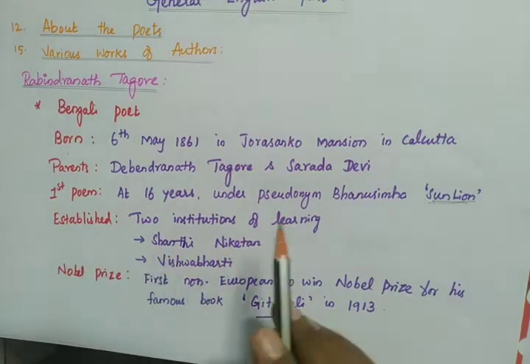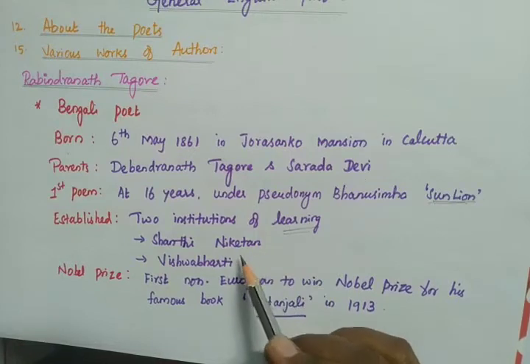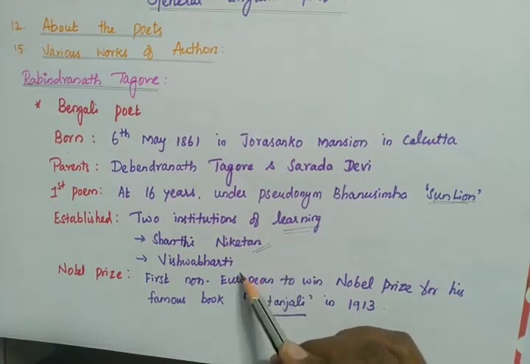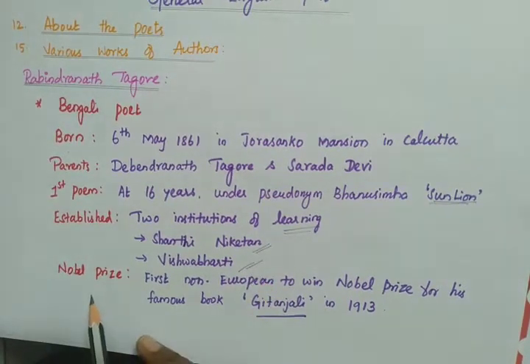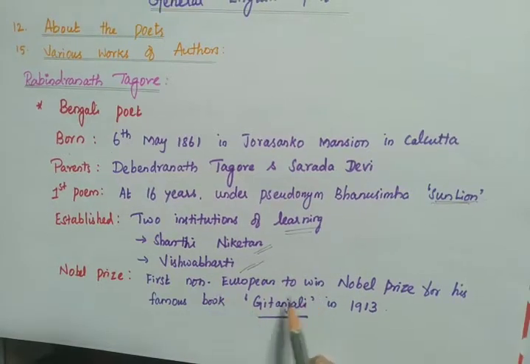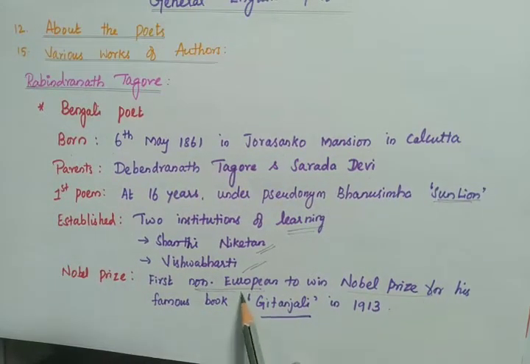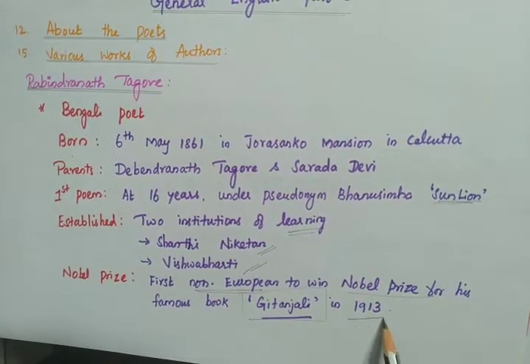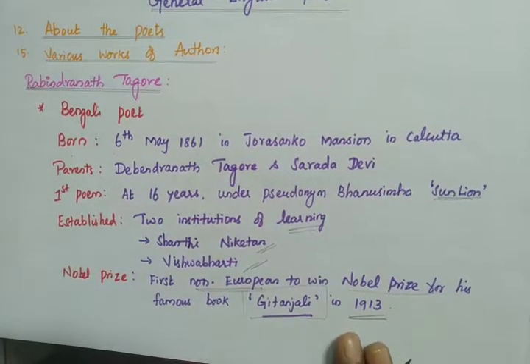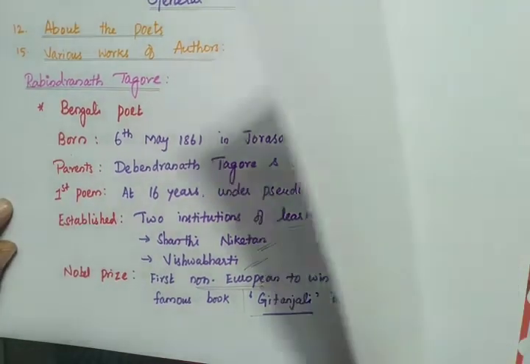He established two institutions for learning: one is Shanti Niketan and the other is Vishwa Bharati. And he is the first non-European to win the Nobel Prize, for his famous book Geetanjali in 1913. So maybe you may get a question like when Geetanjali was written. Remember this year, Geetanjali in 1913.